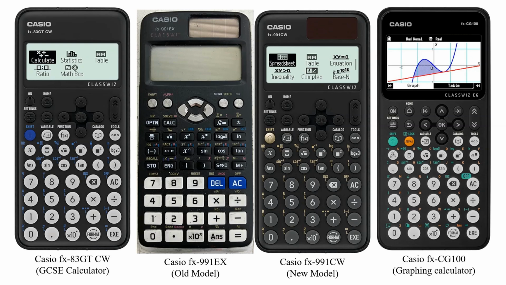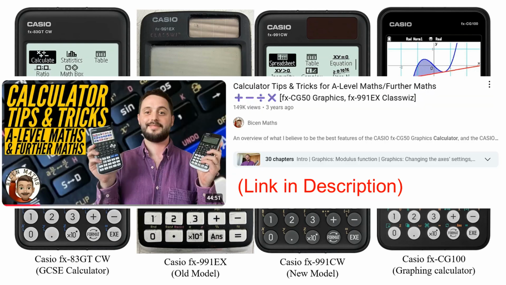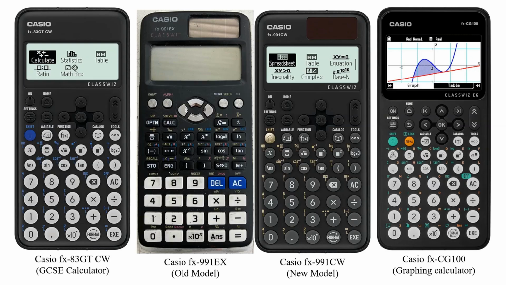Now, this graphing calculator, it does have some advantages over the ClassWiz calculator. It has graphing abilities and it's better for solving equations. If you are interested in the specific advantages, Bison Maths did a video on the topic, so go to that if you are interested. My advice on this though has always been the same. The advantages the graphing calculator provides does not justify the more expensive price in any way.